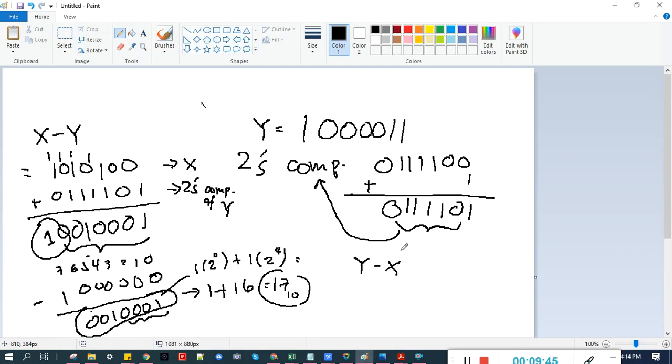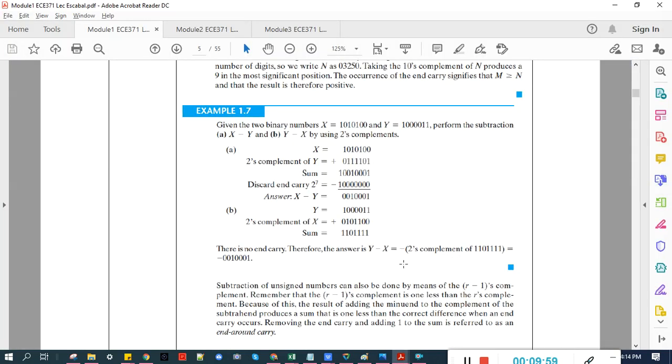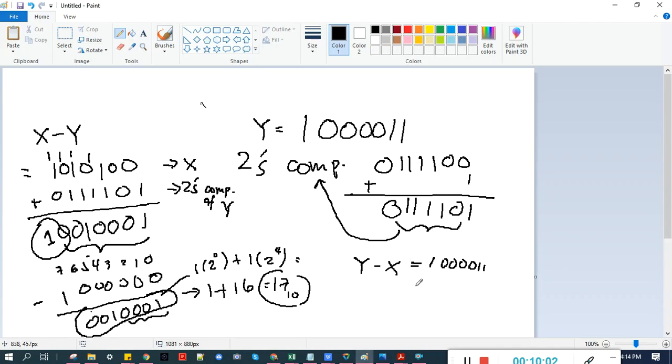Next is y minus x, which is 1 0 0 0 0 1 1, with 4 zeros and then 1 1, minus x. What is x? It's 1 0 1 0 1 0 0. This is y, this is x, but can you observe? What can you observe?